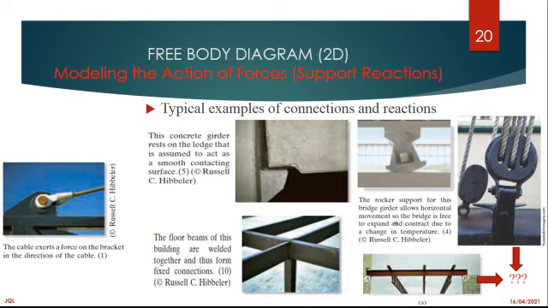Typical examples of connections and reactions. Those who have been to the Great East Road campus, that bridge which is just across as you are going to Kalundu, you have seen this type of a rope before. How do you come up with a free body diagram of that?